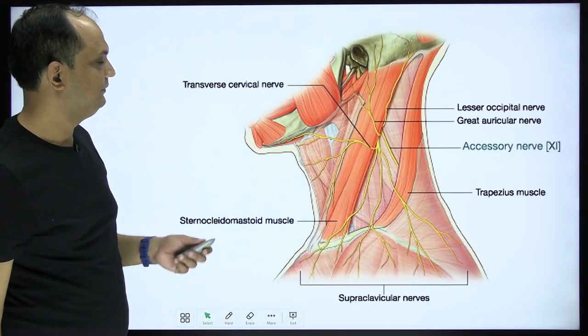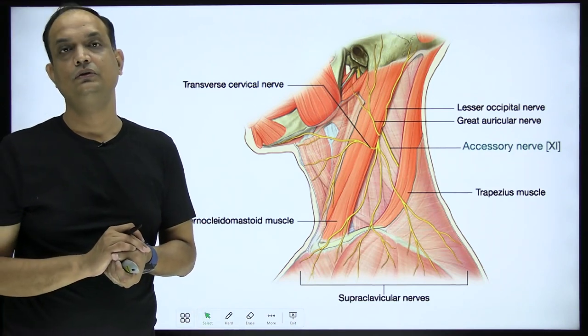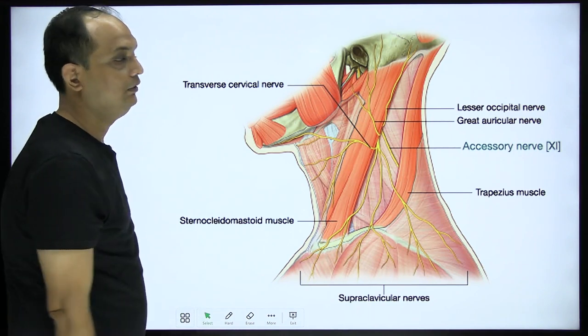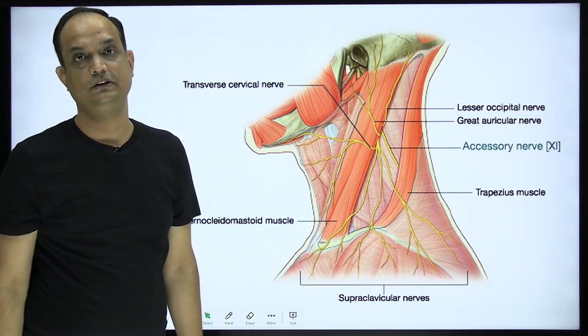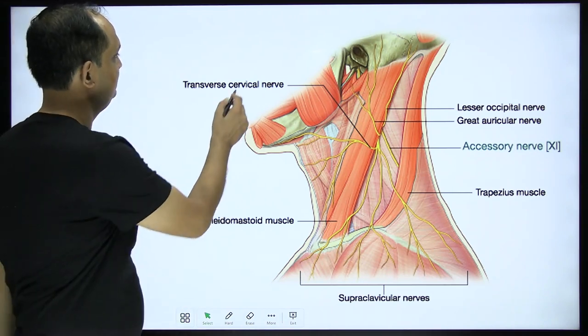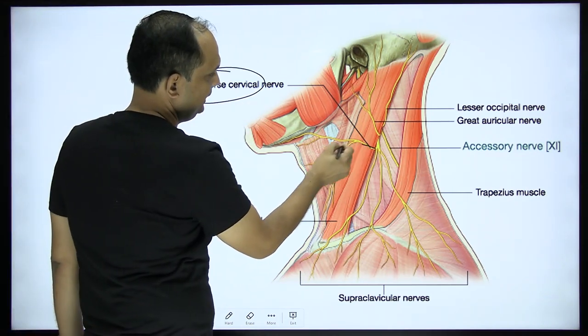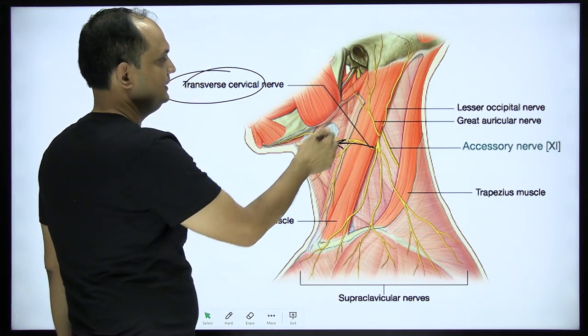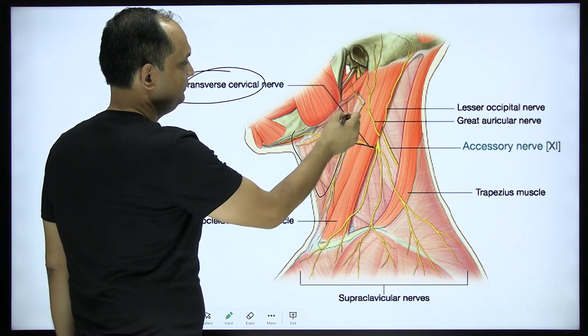ठीक है. Apart from that, you can see the nerves, those are coming out after piercing your investing layer of deep cervical fascia. तो कौन कौन सी, चार nerves हैं जो अभी हमने पढ़ी? This is the transverse cervical nerve. It is going anteriorly, transversely, along the sternocleidomastoid and it will supply this part of the neck.